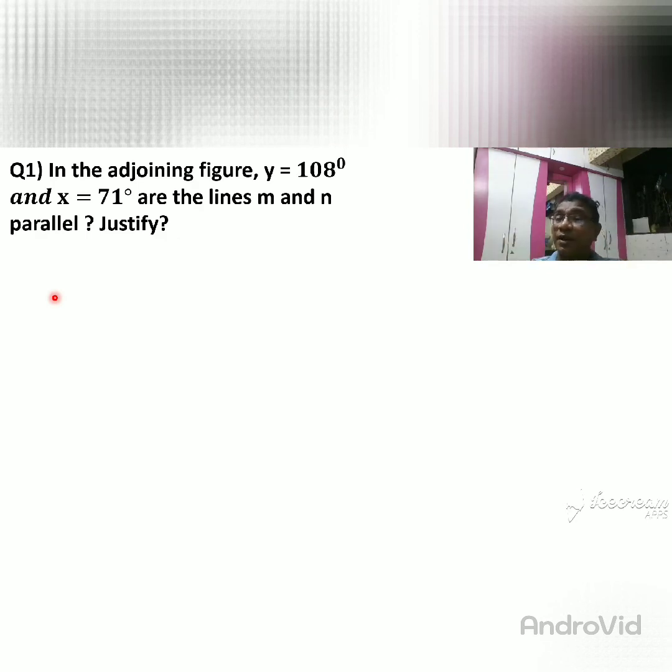Suppose this angle x and angle y are interior angles. If they are interior angles, and the sum of them is 180 degrees, then the lines are parallel. But if the sum is not 180 degrees, they are not parallel. Do you understand what I say? If x and y are interior angles and their sum is 180 degrees, then they are parallel. But if the sum is not 180 degrees, then line M and line N are not parallel.